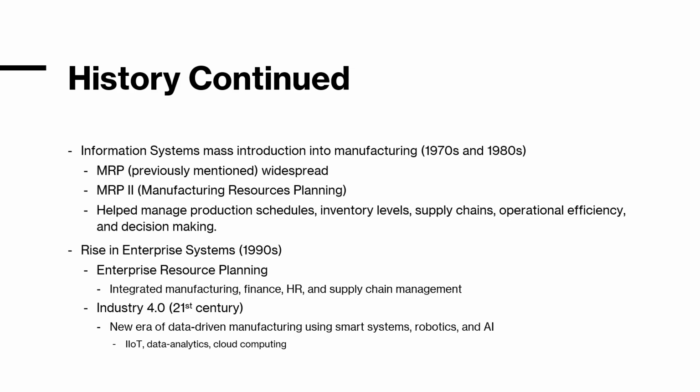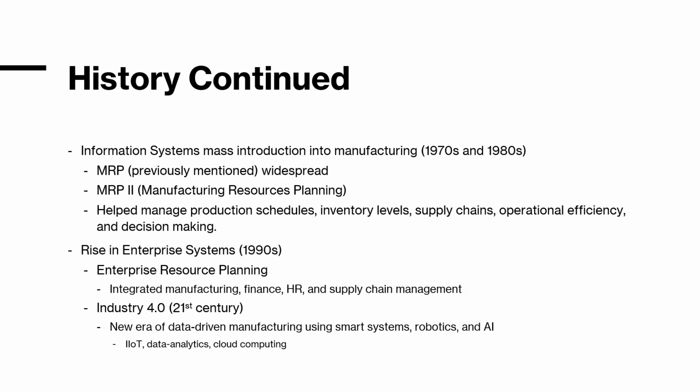In the 70s and 80s, these information systems helped manage production schedules. They helped with inventory levels, supply chains. They helped to increase operational efficiency, and, more importantly, helped with decision making, which sort of ties into all the other previously stated factors.